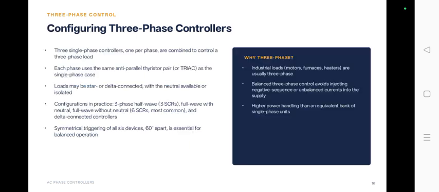First of all, why do we use 3-phase? Industrial loads are usually 3-phase. Balanced 3-phase control avoids injecting negative sequence or unbalanced currents into the supply. It also gives higher power handling than an equivalent bank of single phase units.